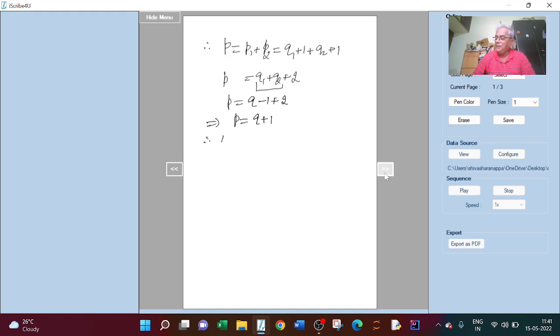So therefore by mathematical induction the result is true for all trees, right?